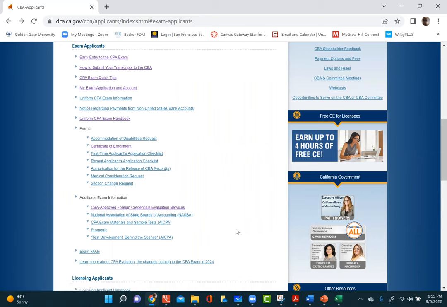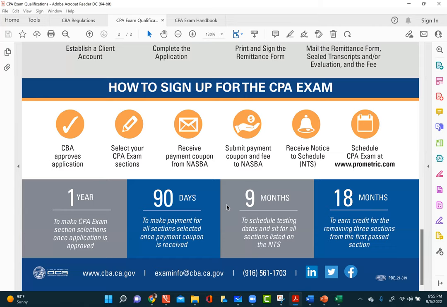Then once you have been approved to sit for the exam, you will get your authorization to test. And that's when you come back to this part of the process. You get your approval, you have 1 year to make your selection. You get your payment coupons from NASBA, the National Association of State Boards of Accountancy.